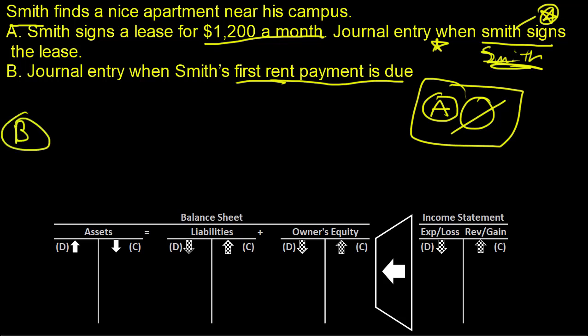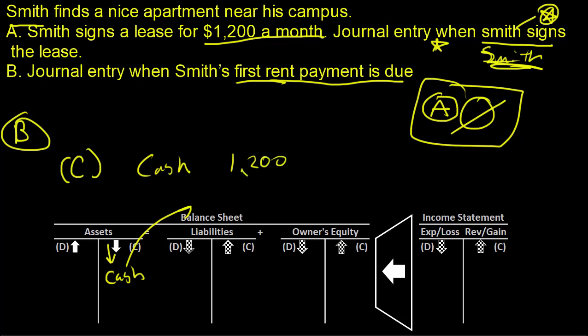But for B, we do have a journal entry. We have a rent payment. What do we pay rent with? We pay with cash, which is going to be a credit because cash is decreasing. Cash is going down because it's going out to someone else. And the amount is $1,200 a month. And then our debit is going to be rent expense.